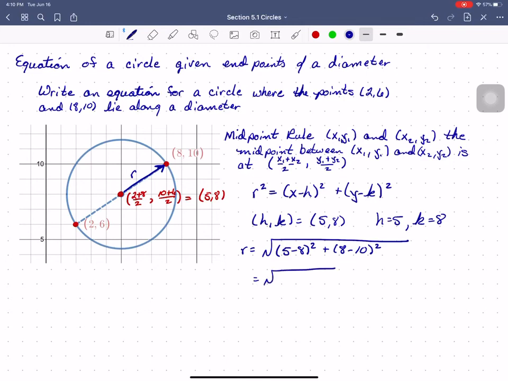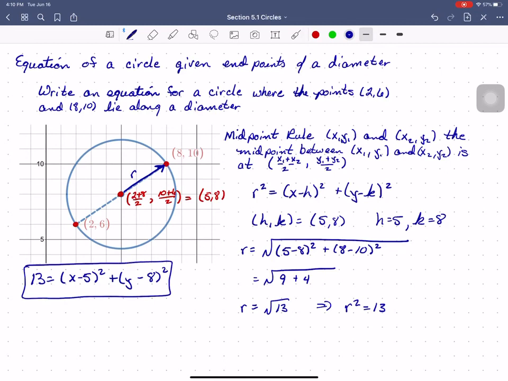So 5 minus 8 is negative 3, squared is 9, plus 8 minus 10 is negative 2, squared is 4. So my radius is equal to the square root of 13, which means that r squared equals 13, and the equation of my circle is 13 equals (x minus 5) squared plus (y minus 8) squared. And that is the answer to this question.